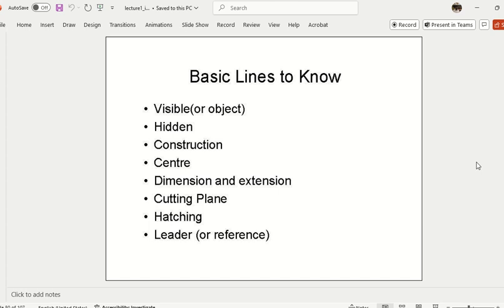Then we have the line which shows the center. I will show you. Okay, center, you know center, right? Center of a circle, center of anything, right? Center point, city center. You know all these, right? Very good. Then we have dimension and extension lines.